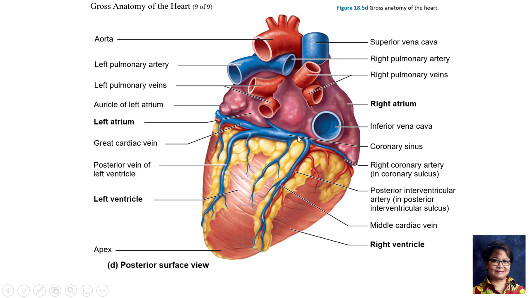Okay? The blood from the coronary sinus empties into the same atrium where the inferior and superior vena cava will empty blood into. So there's going to be like three holes in the right atrium that would be dumping blood into the right atrium: the inferior vena cava, the superior vena cava, and the drain coming from the coronary sinus.